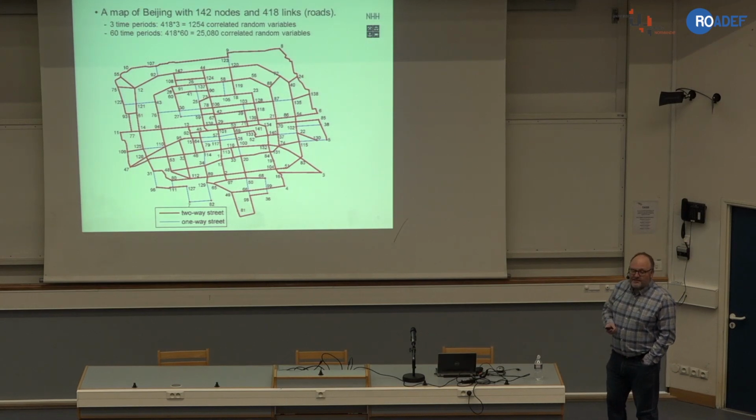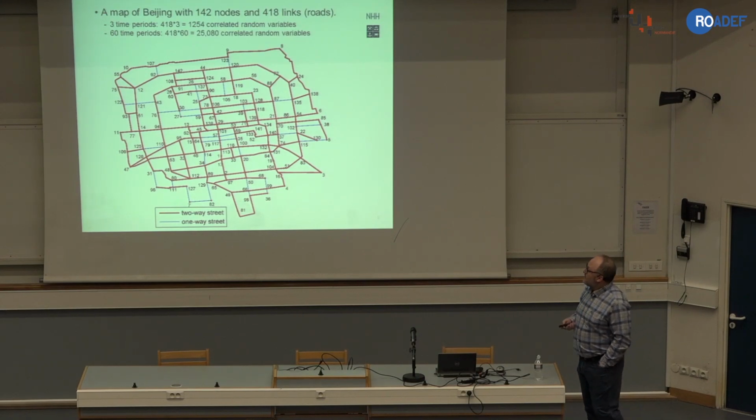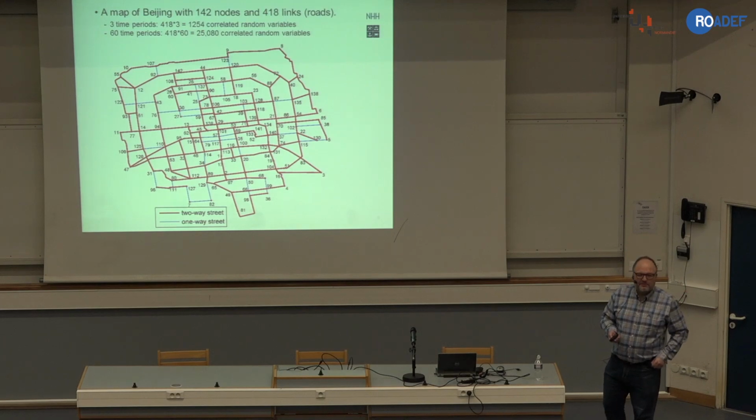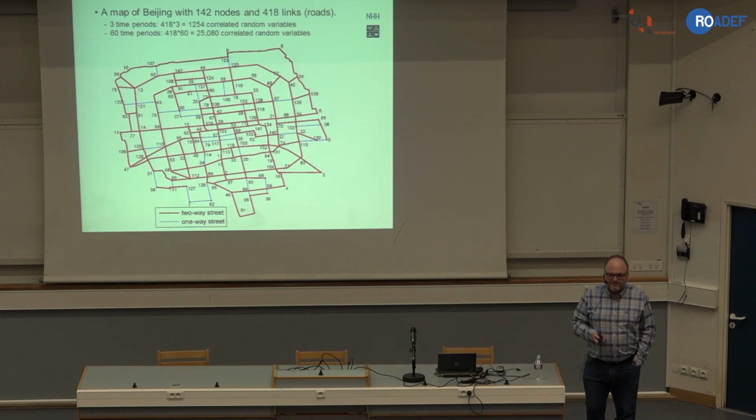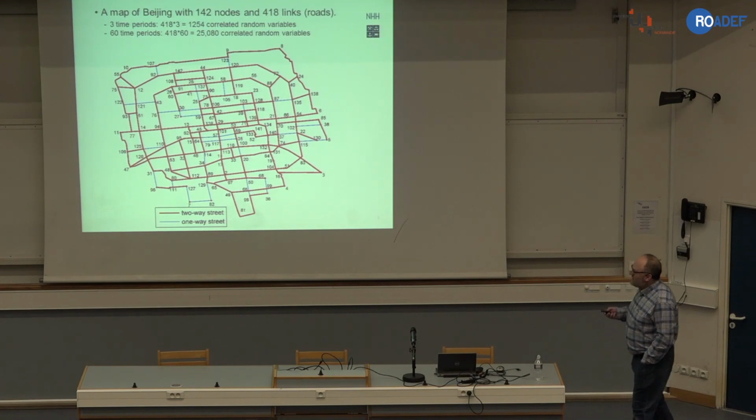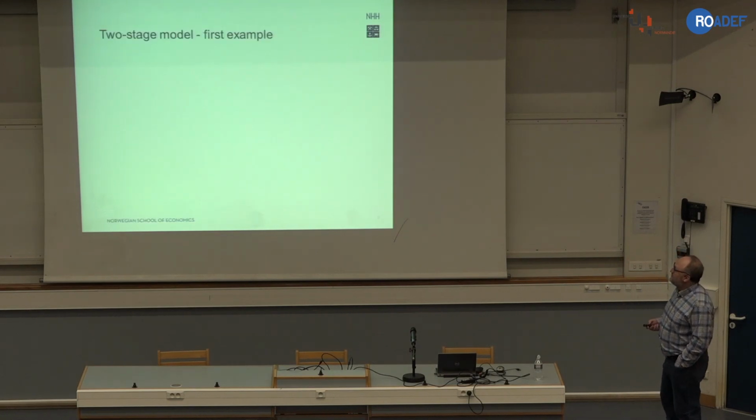So that means if I split the day into 3 time periods, I will have 1,254 correlated random variables, and if I split it into 60 time periods, which is basically where my laptop gives up, not really algorithmically, but the laptop gives up, I have 25,000 correlated random variables. So this is my example setting.